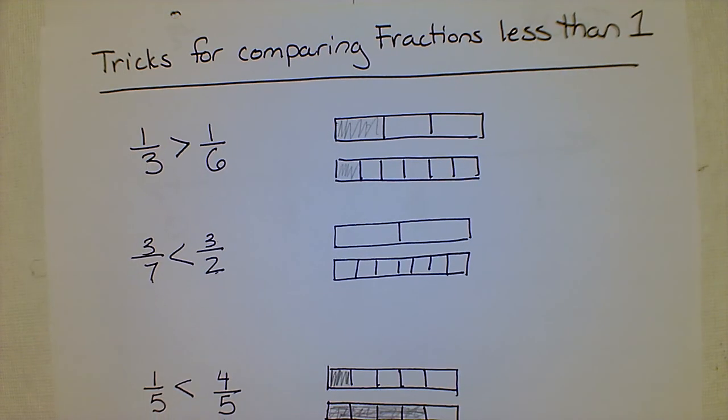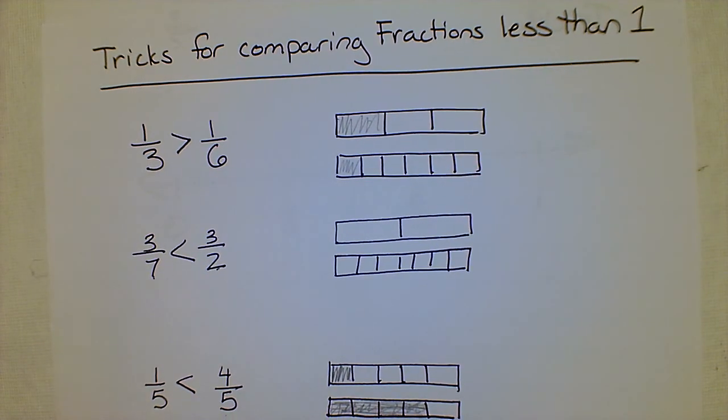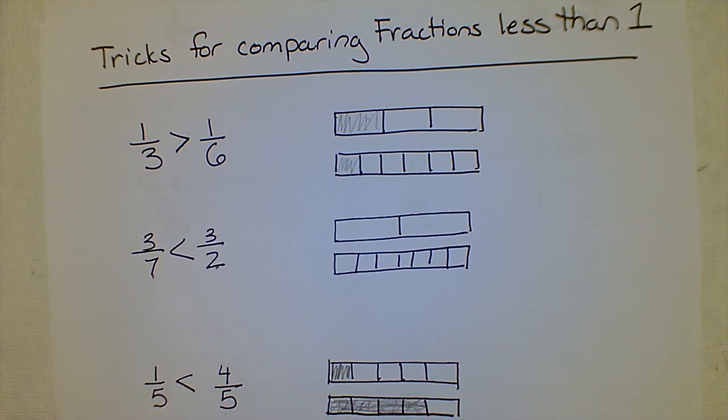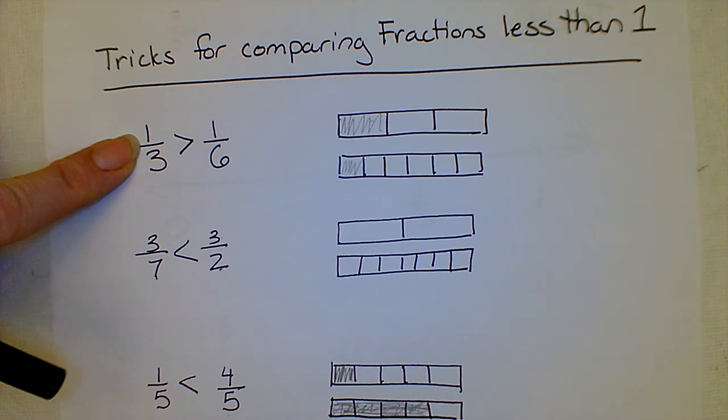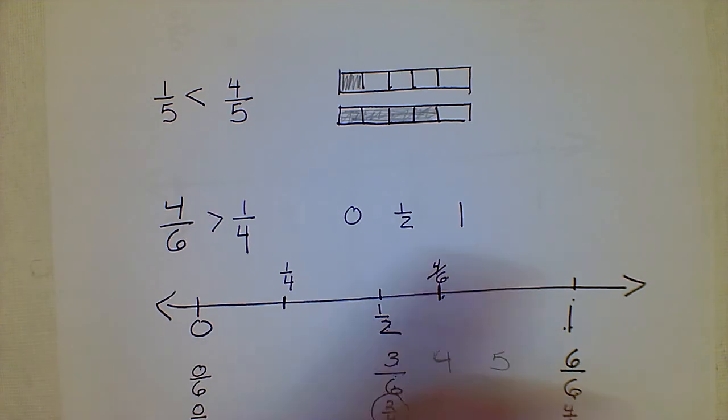It's a nice and quick one. So again, tricks for comparing fractions less than 1. You have your 3 tricks. Well, really, it's just ways of doing it. When the numerators are the same, denominators are the same, or when they're not, and you have to use your benchmarks, and if you need a number line.